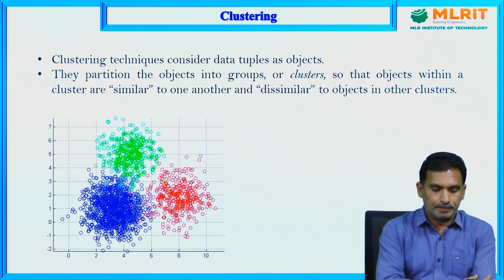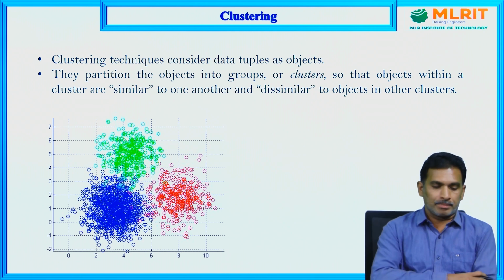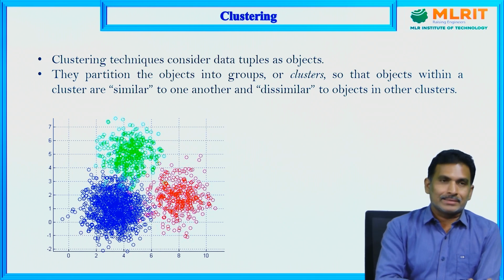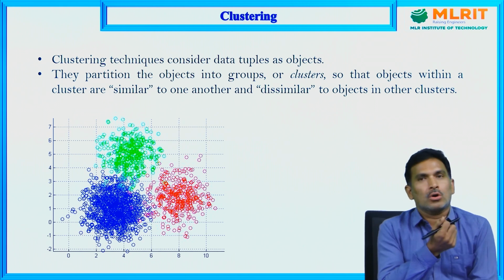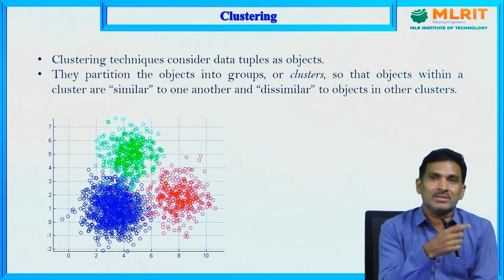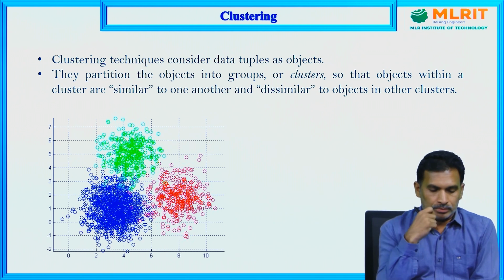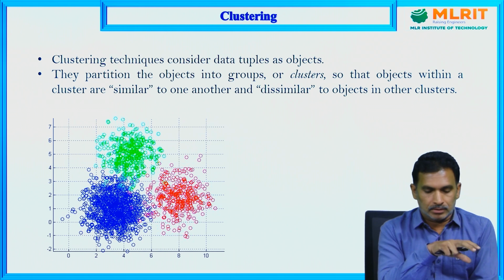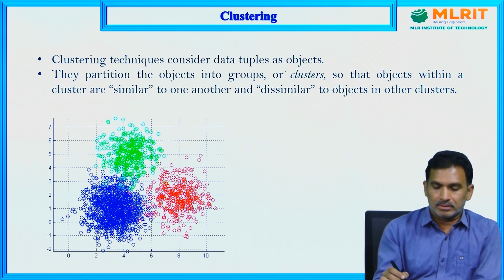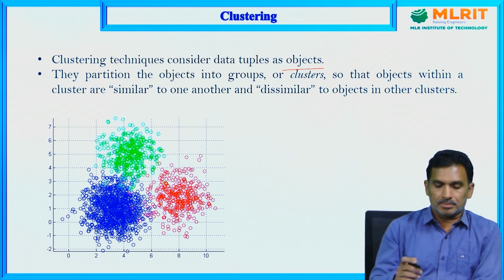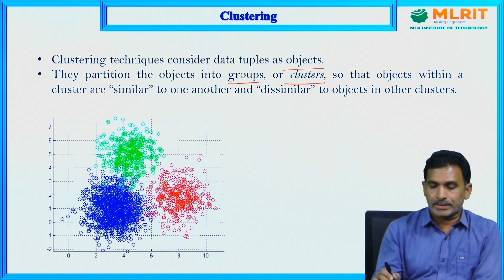So the next non-parametric method in data reduction is clustering. Clustering means grouping the objects based on similarity. Here we group the objects from the data set into clusters based on the tuples or the objects. So clustering partitions the objects into groups, and those are called clusters.